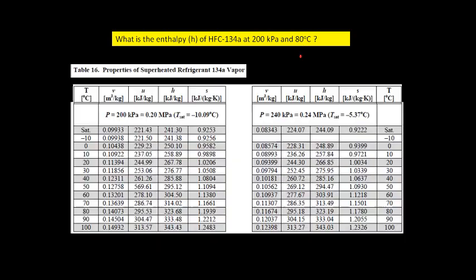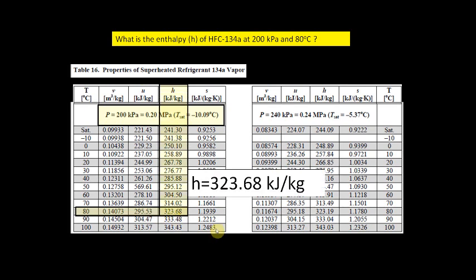So now we turn the page to table 16, reference the table that starts at 200 kilopascals, find 80 degrees Celsius, and find out that our enthalpy is 323.68. So now we've solved our enthalpy for the state we were looking at. So in this case, our enthalpy would be 323.68 kilojoules per kilogram. This could be our superheated state at state 2 right after the compressor.